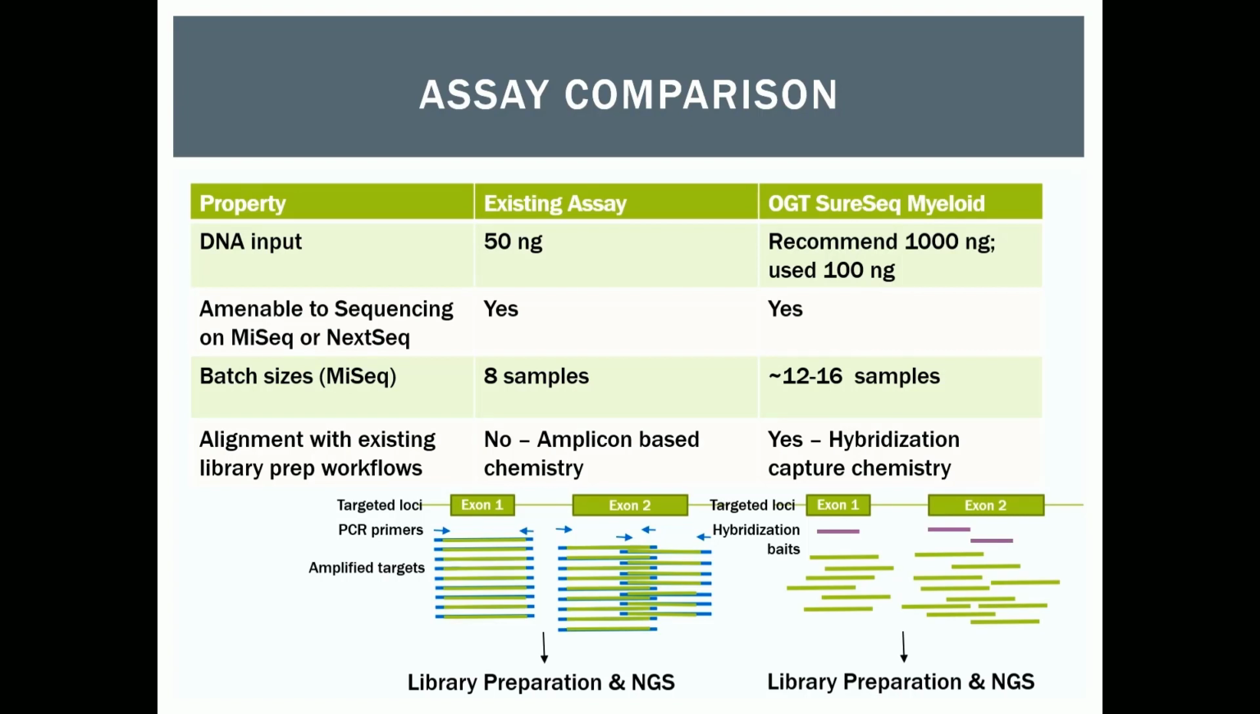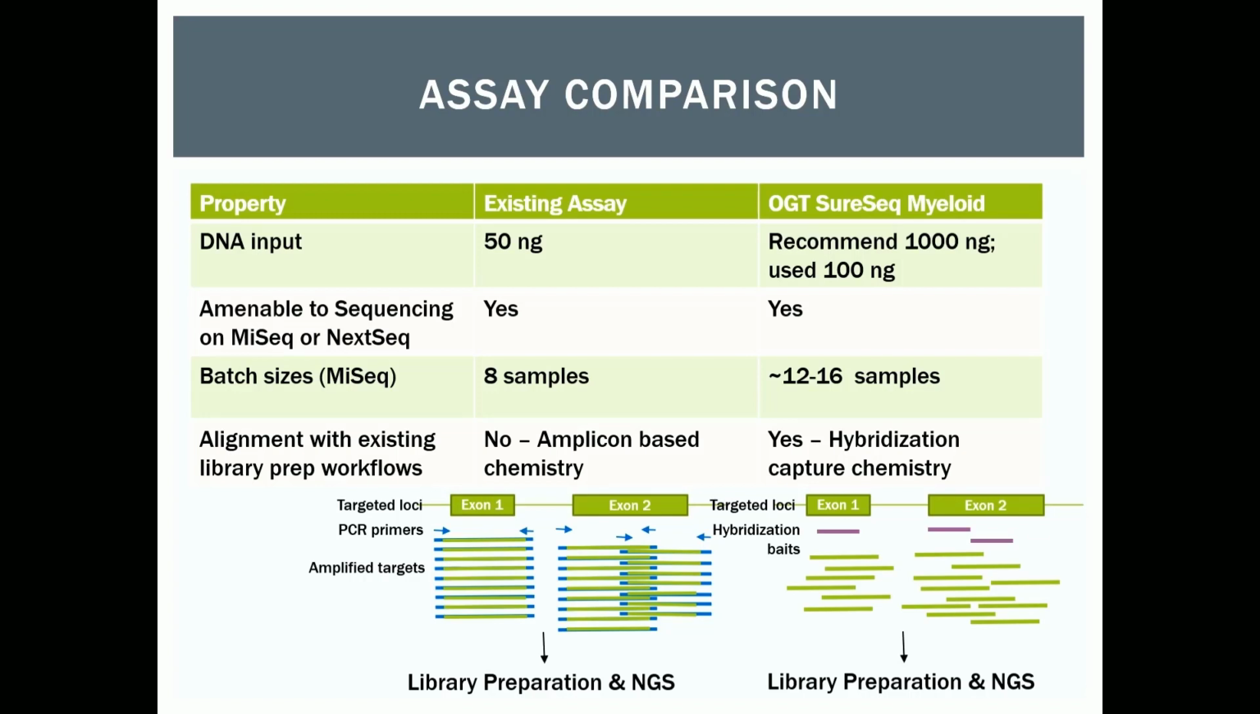With regards to technical parameters, there are some differences noted between the assays. More DNA is recommended for use with the OGT SureSeq myeloid panel, up to 1,000 nanograms, but we were able to use 100 nanograms in our evaluations successfully. The recommended batch size is also larger using the SureSeq kit, which can have substantial benefits for cost, being able to put more samples together in a single NGS run. We'll also be evaluating smaller batch sizes though too, as it isn't apparent that our sample volumes will always warrant having 12 to 16 samples on a single batch.